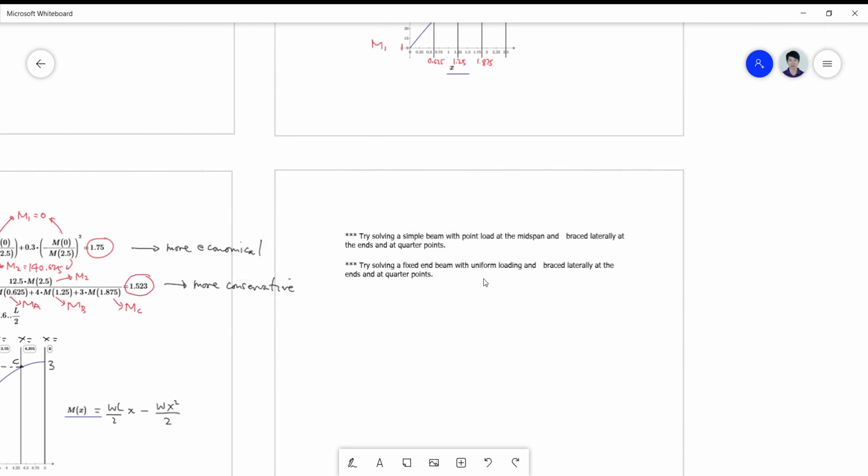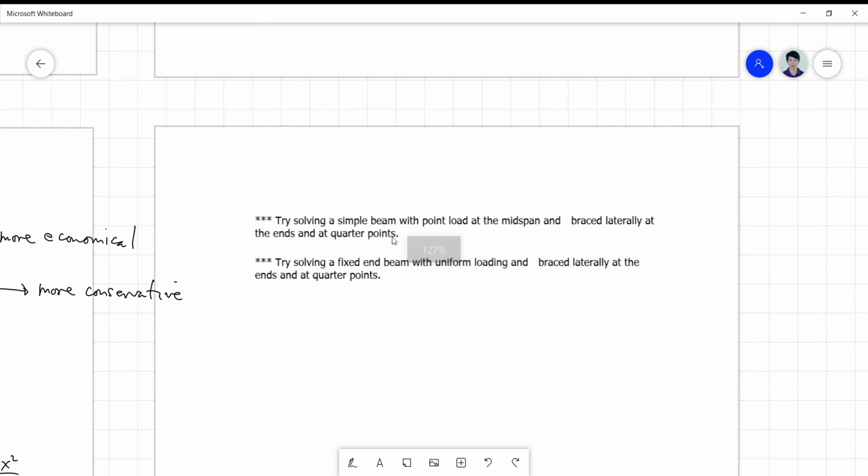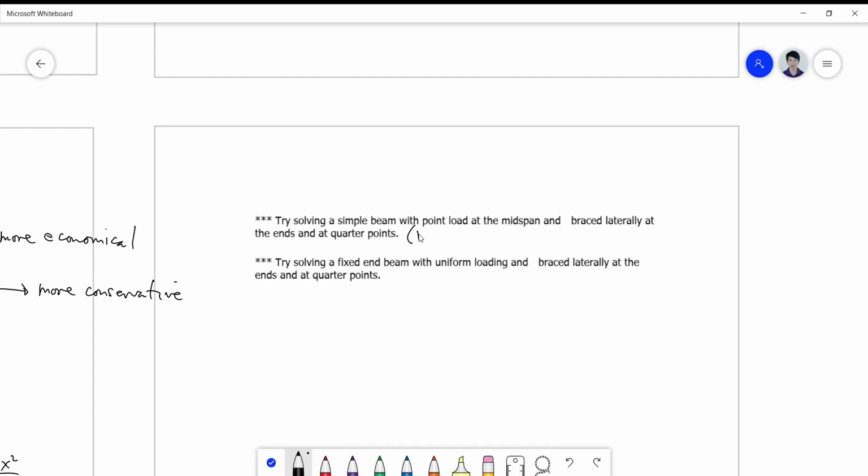And of course, the difficulty of the problem lies on the moment diagram. So I'd like you to try solving a simple beam with a point load at the midspan and braced laterally at the ends and at the quarter points. Okay, so you may neglect first the beam weight for simplicity, and also try solving a fixed end beam with a uniform loading and braced laterally at the ends and at the quarter points. Also, you neglect the beam weight.